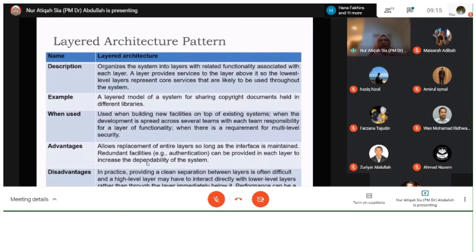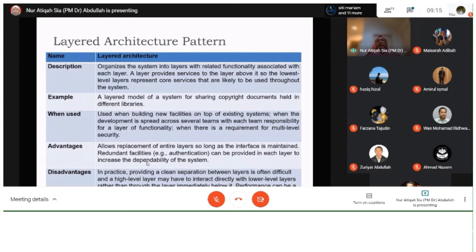So what are the advantages of it? It allows you to replace the entire layer, as long as the interface you are calling complies, then you can call another layer and so on. In practice, the disadvantage is that a clear separation between the layers is quite difficult for you to do. Another disadvantage, as I mentioned earlier, is performance.